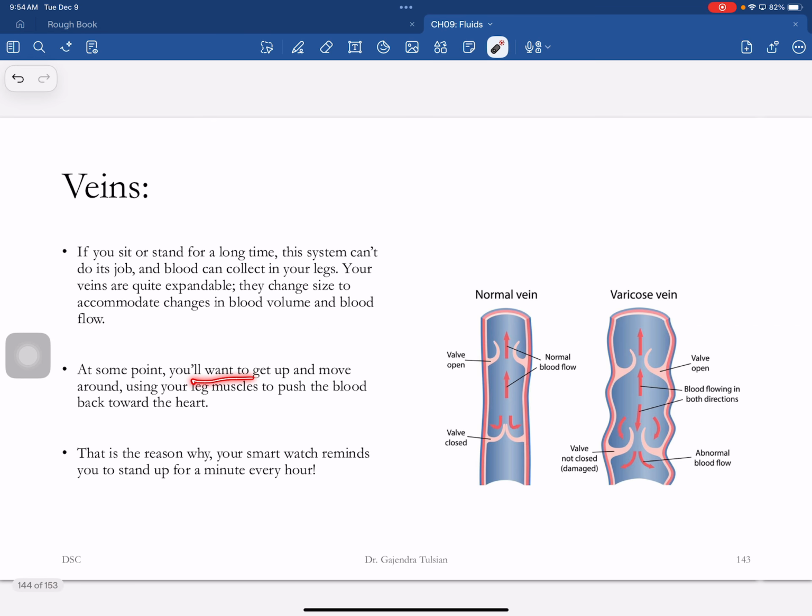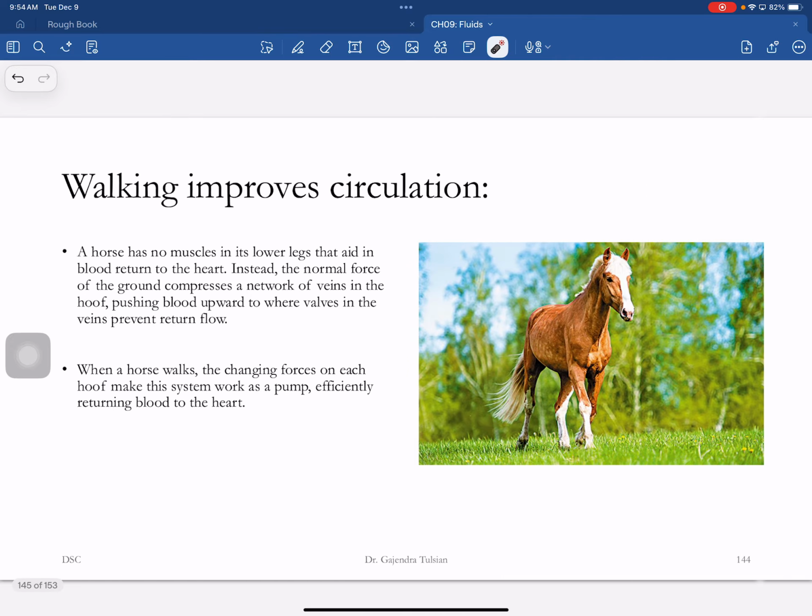At some point you'll want to get up and move around, using your leg muscles to push the blood back toward your heart. That's why some of your smartwatches will remind you to stand up and walk around every hour. Okay, so that's why those do that.